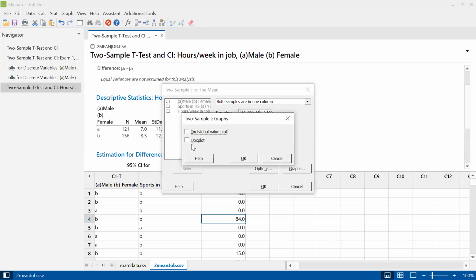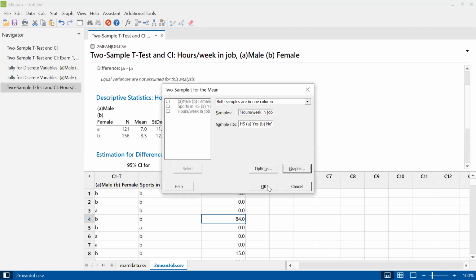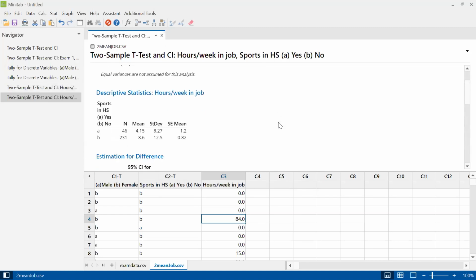Why don't we put up the box plots just so that we can have some kind of graph? I'm curious to see what that graph looks like. Okay, so all I did was change the sample IDs to be the second column that has the high school sports, yes or no, and then we'll rerun this test.